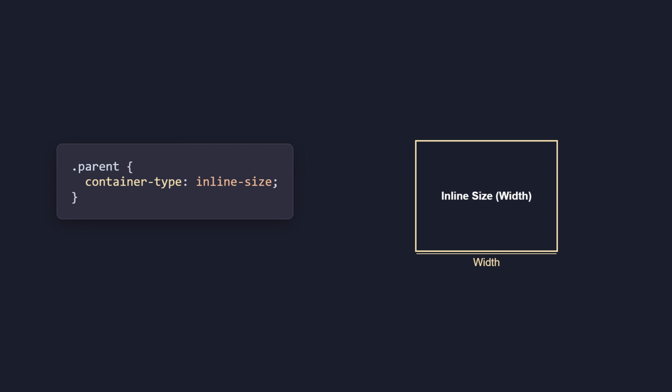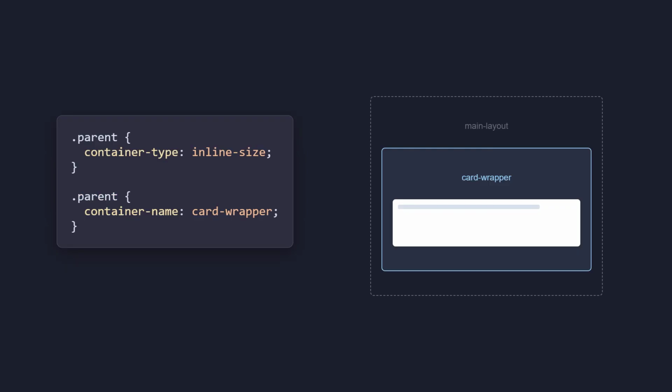This is the most common and recommended choice for component adaptation. Using size queries both the width and the height dimensions. However, size imposes stricter layout constraints on the container element. The normal type establishes a query context without imposing any layout or size containment.